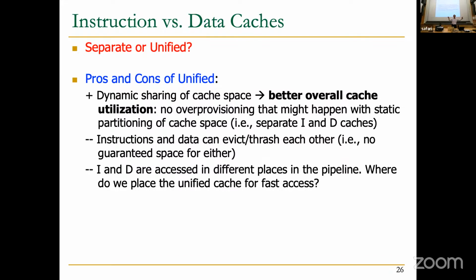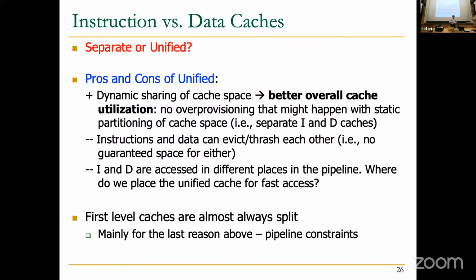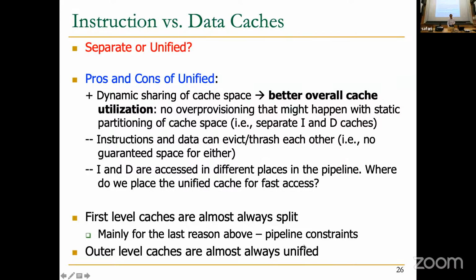So that makes a lot of sense to have separate instruction and data caches so that you can have fast access integrated into the pipeline stage where you actually need to fetch the data. And this is the main reason why instruction and data caches are separate in modern processors. So because of the pipeline constraints, first level caches are almost always separated, but outer level caches are almost always unified. So in the L2 cache, there's no separation between instruction and data. In your management policy, you can actually take into account instruction versus data, but that's a different question.